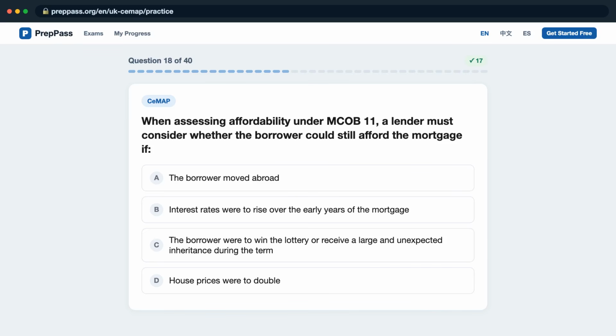Question 18. When assessing affordability under MCOB 11, a lender must consider whether the borrower could still afford the mortgage if, is it A, the borrower moved abroad? B, interest rates were to rise over the early years of the mortgage? C, the borrower were to win the lottery or receive a large and unexpected inheritance during the term? D, house prices were to double?